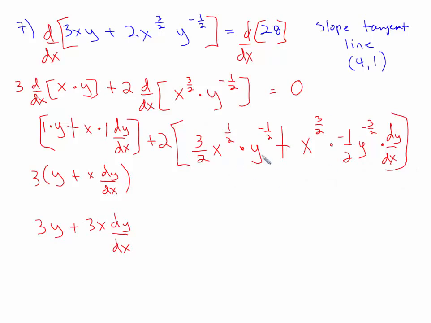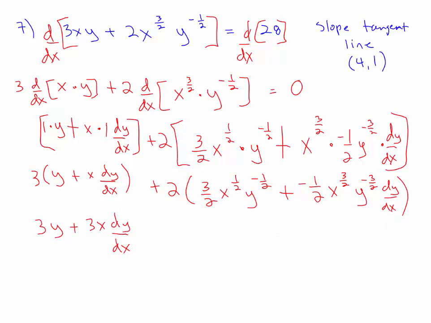So let's clean up this right here. So we're going to end up with this right here. We have the positive 2 out here. We have 3 over 2 x to the 1/2 y to the negative 1/2 plus, then over here we have this negative right here. I'll move it over here. Negative 1/2 x to the 3/2 y to the negative 3/2 dy dx.